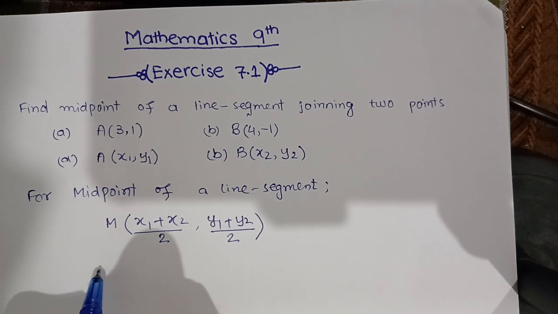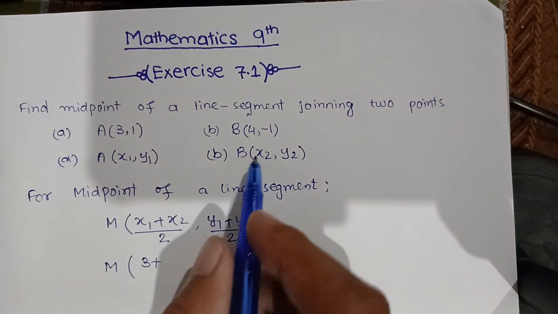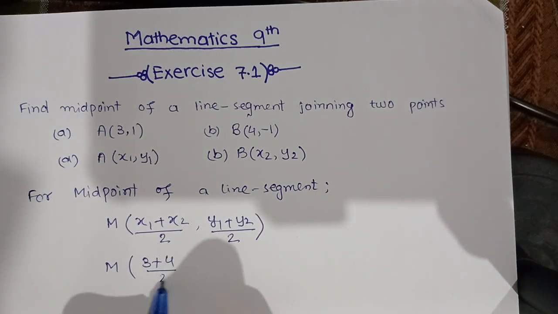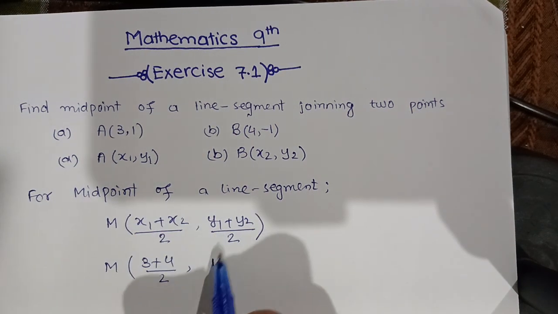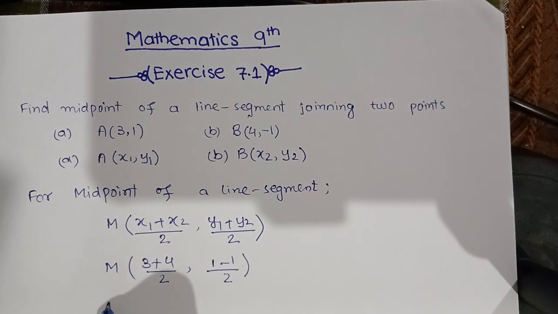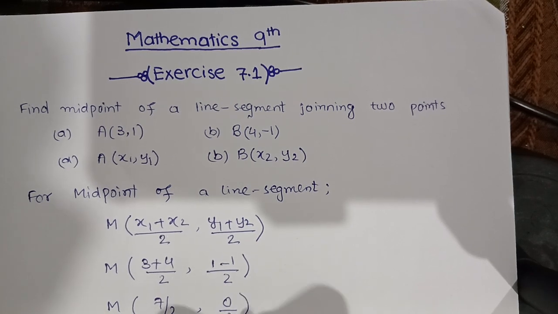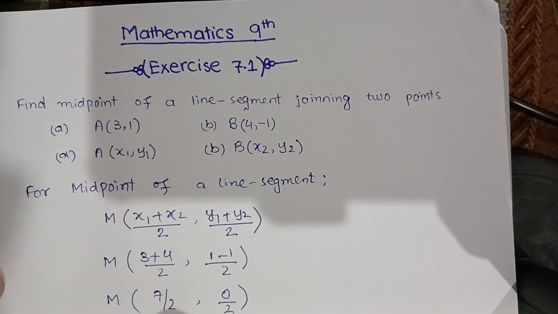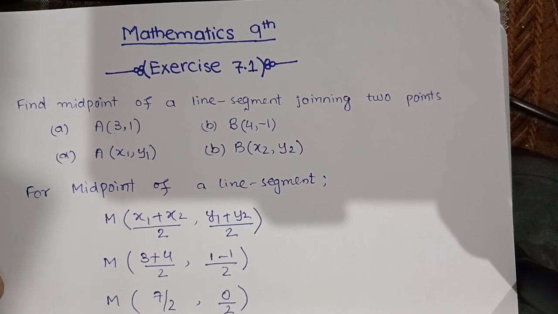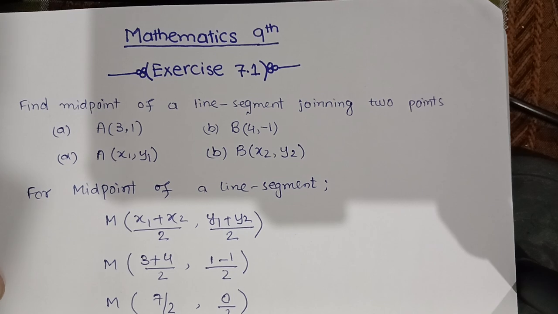Now the midpoint will be calculated as: for x1 we have 3, for x2 we have 4, divided by 2; for y1 we have 1, and y2 is -1. So 3 plus 4 is 7 divided by 2, and 1 minus 1 is 0 divided by 2. The midpoint is equal to (7/2, 0). So we can write (3.5, 0).